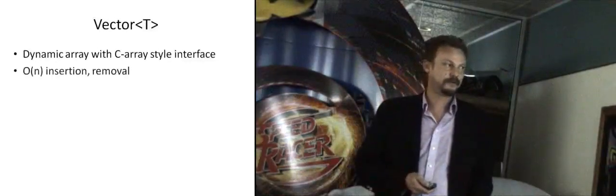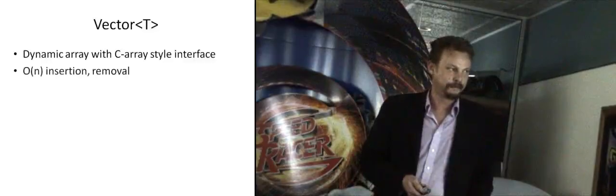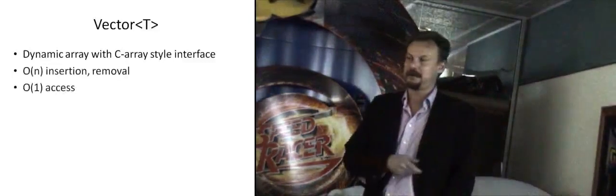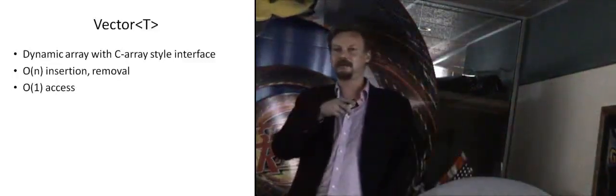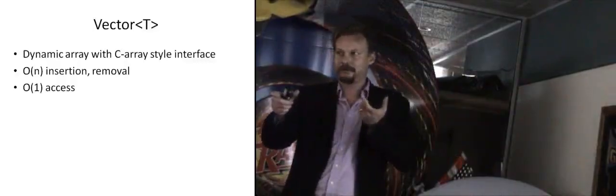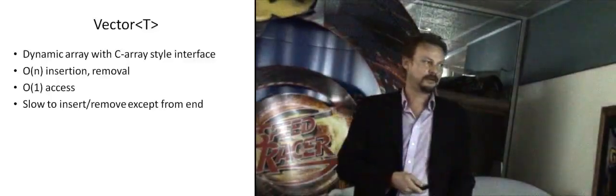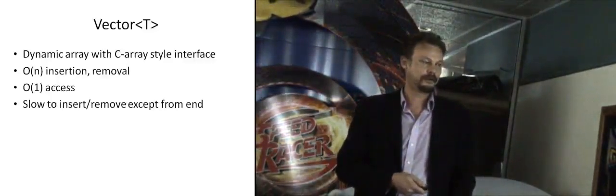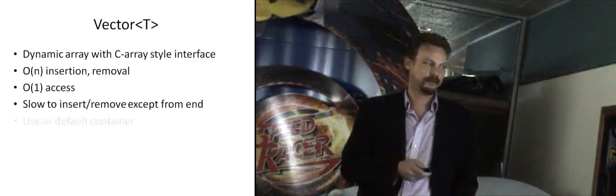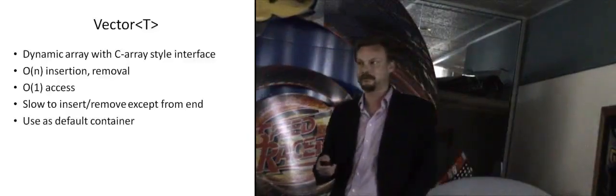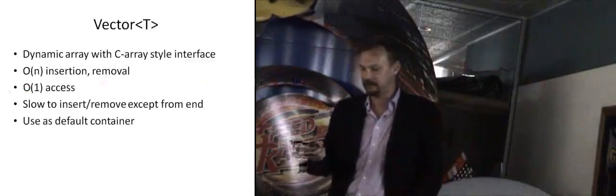But Tomo's right, by default you'd use a vector, which is a dynamic array with a C-style interface. It's slow to insert and remove from anywhere other than the back. Adding to the back is constant time, but inserting into the middle, you've got to shuffle all those other elements forward by one and copy into the new spot. But you've got constant time access to any element via an index operator. And you should use vector as a default container. If you just need some place to put something, then use a vector by default.